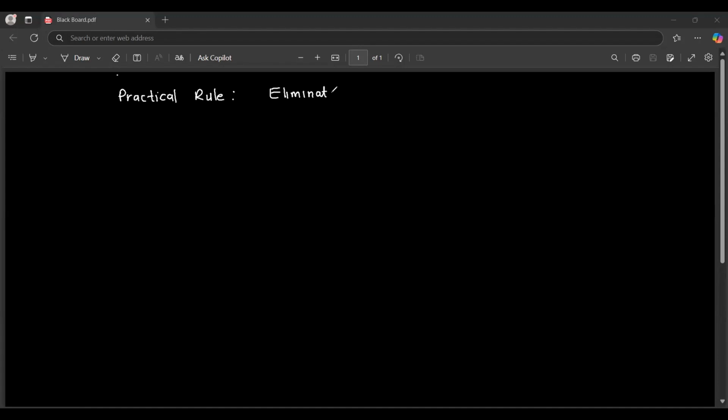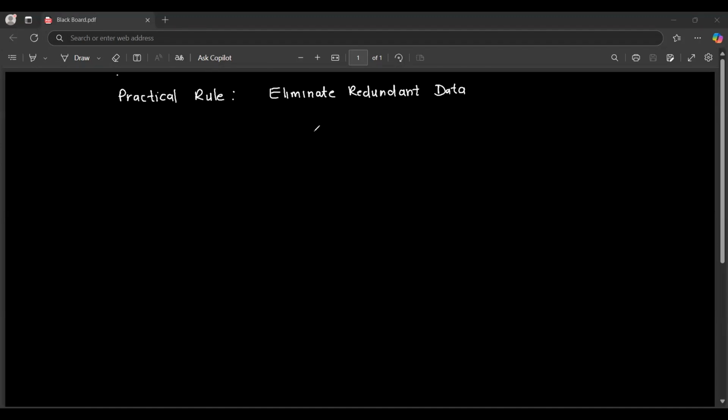Eliminate redundant data. That's what we are focusing on here. In 1NF, what did we focus on? In 1NF, what was the practical rule? Yeah, we have to eliminate the repeating group. Now here, we are eliminating redundant data.